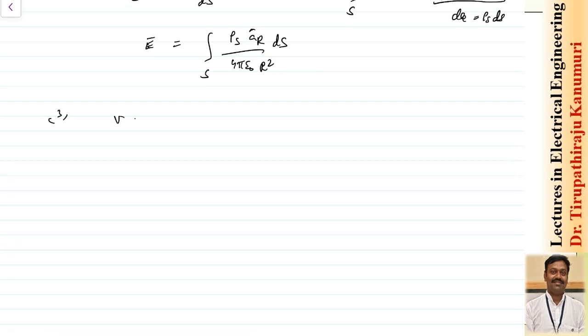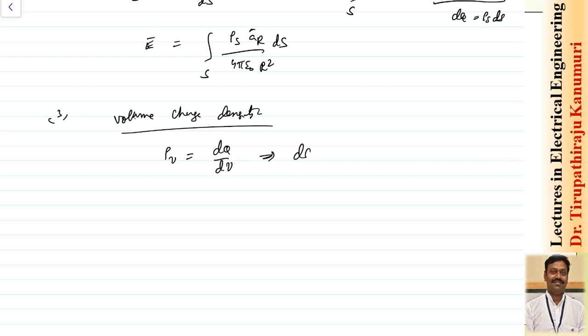Similarly, the third one is called volume charge density. Sometimes the charge may exist in a volume, so it is represented by volume charge density, which is given by rho v is equal to dQ by dV. From that, if you want to calculate dQ, it will be equal to rho v into dV. So you have to multiply with the differential volume.